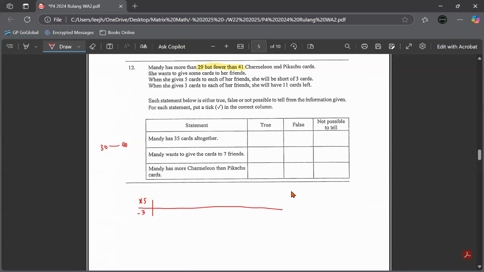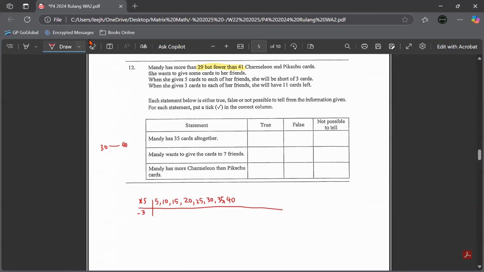So I'm going to look at the multiples between 30 to 40. If you want, you can actually list out everything because she is going to give some cards to her friends. So her friends are the fixed number of groups. So we list out 5, 10, 15, 20, 25, 30, 35, 40, like that. I think no need to go further than that, because it's until 40.